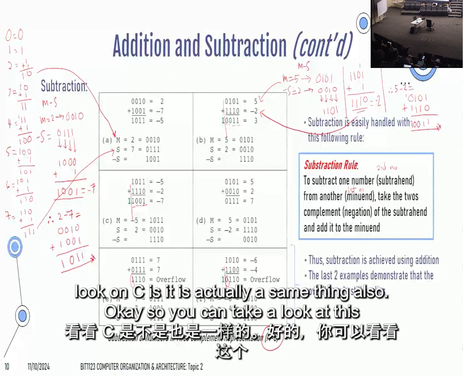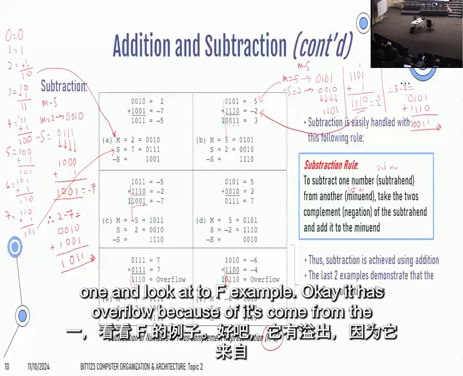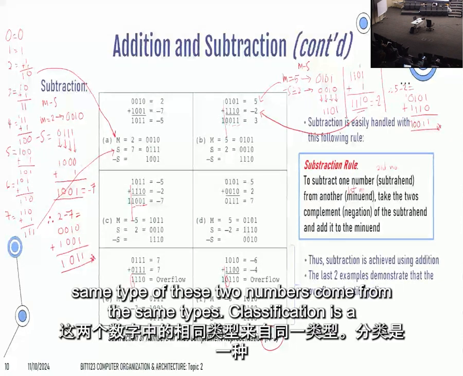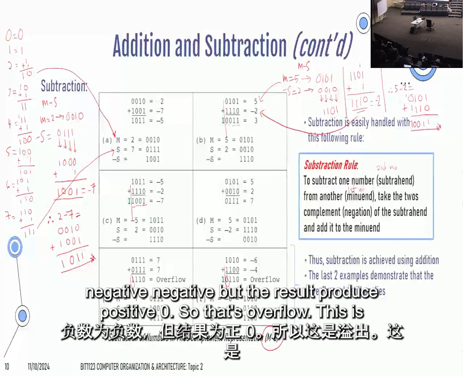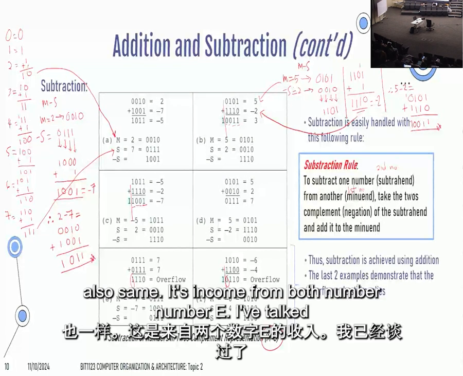So you can take a look at this one and look at example F. It has overflow because these two numbers come from the same type. Both are negative, but the result produced is positive 0. So that's the overflow. This is also the same.